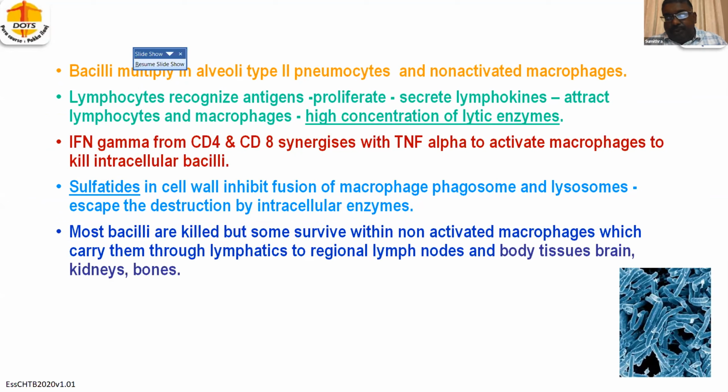But what does the mycobacterium do? It has sulfatide in the cell wall, which inhibits the fusion of macrophage phagosomes and lysosomes, which is important in destruction. And since it can be inhibited by the sulfatide, it will escape the destruction by intracellular enzymes. Now, most bacilli are killed, but some may survive within non-activated macrophages, which carry them to lymphatics, to regional lymph nodes and body tissues, brain, kidneys, bones, etc.